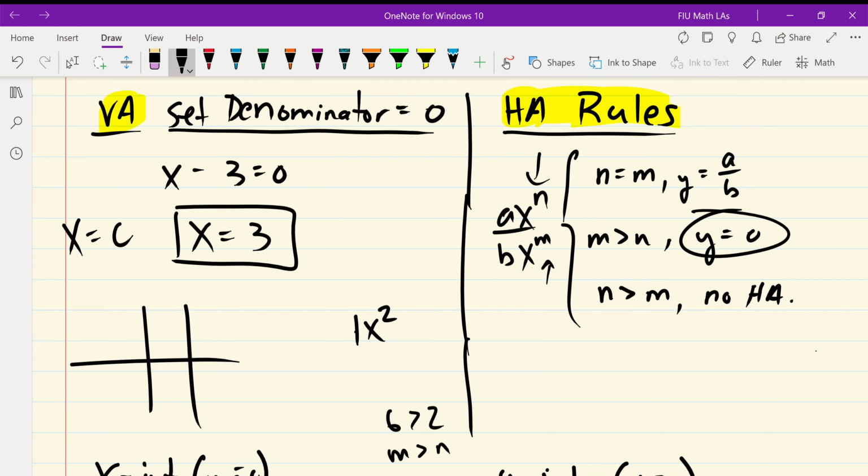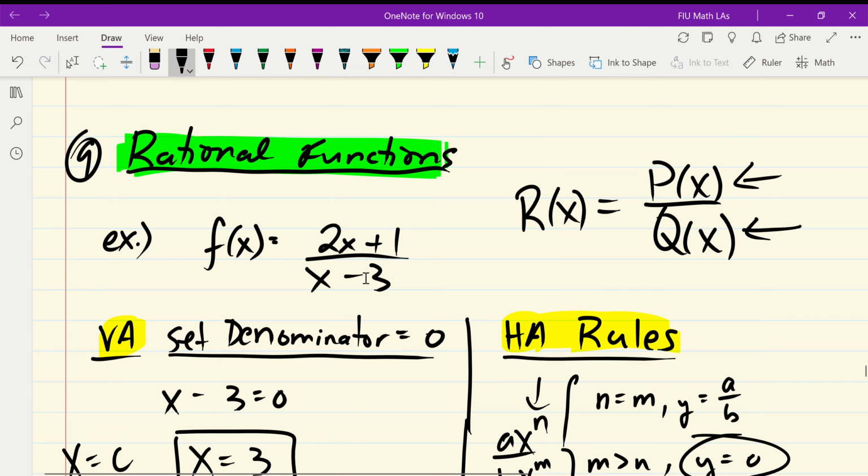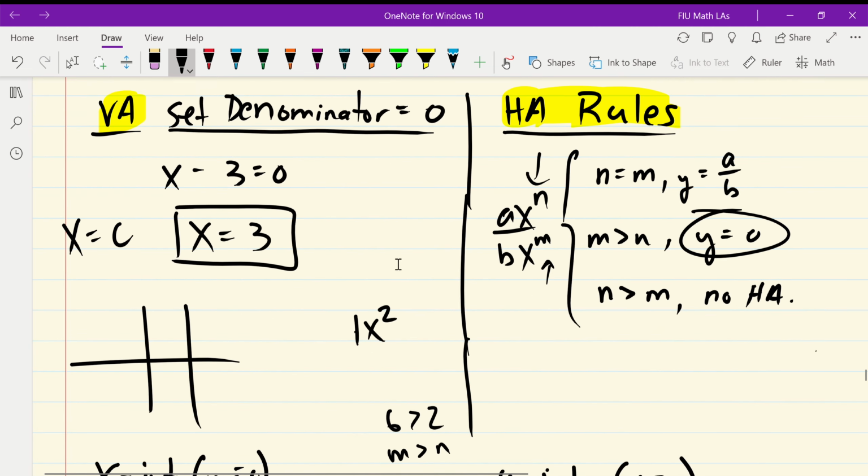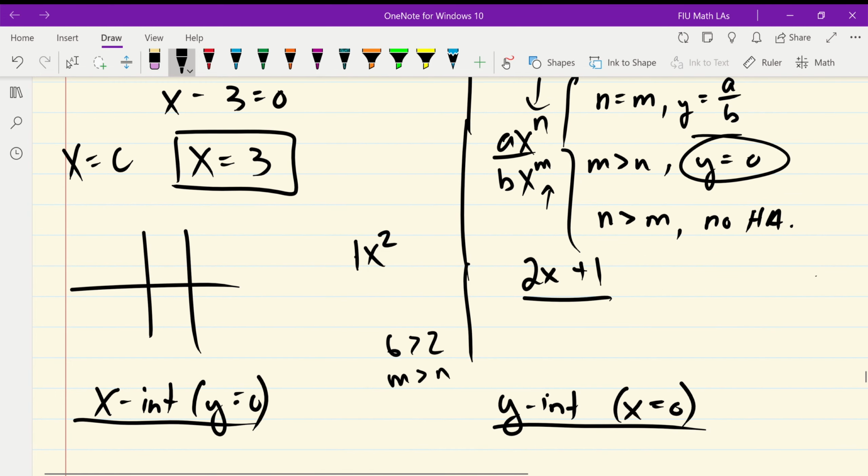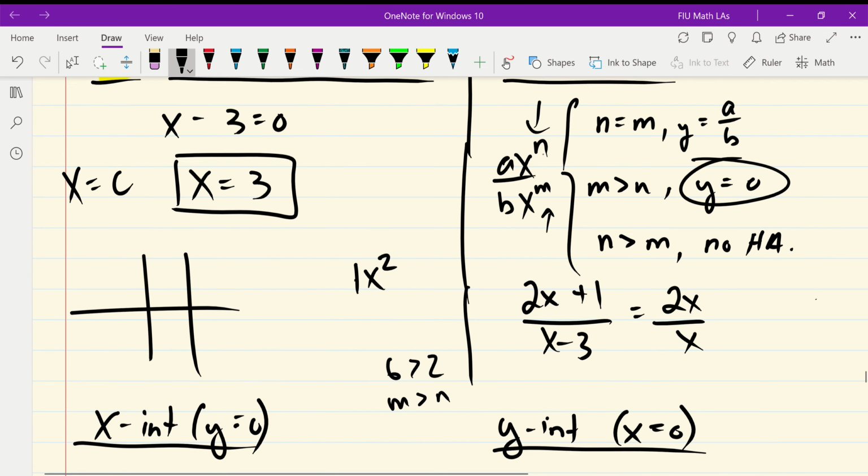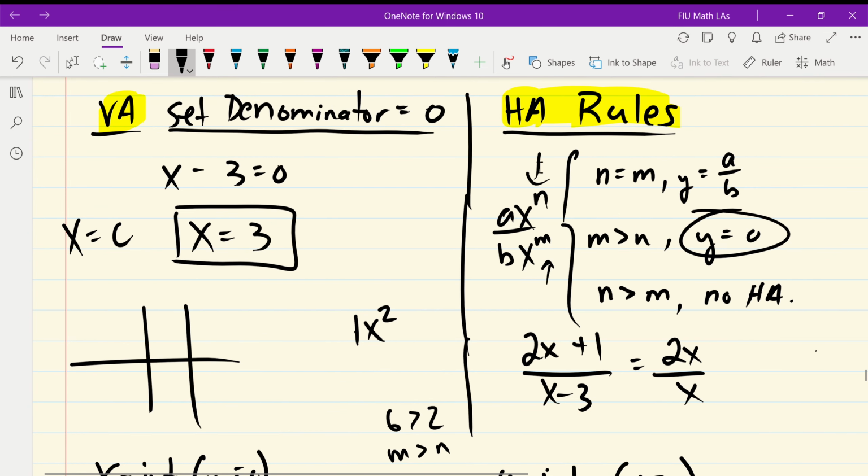And for the example that we have, it is 2x plus 1 over x minus 3. What we'll notice here is that the highest power term on top is going to be 2x, and on the bottom it's just going to be x. So in this case, this is x to the first and x to the first.